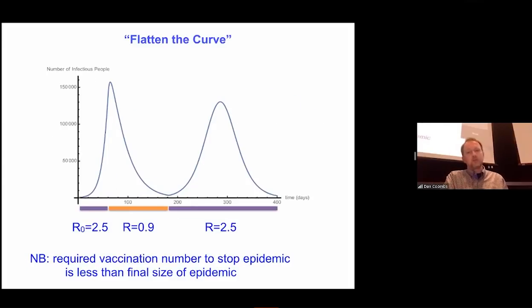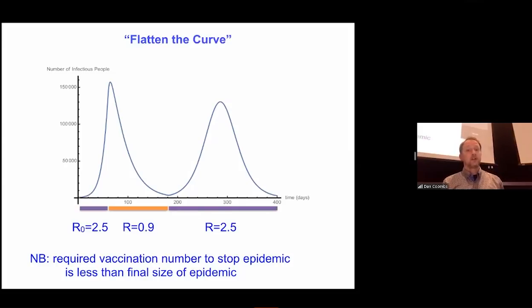Okay. There's another problem with flattening the curve, and I've tried to illustrate it here. Here, I modify the transmissibility of the disease as a function of time. So starting off, at the beginning, we have 60 days of R0 equals 2.5. Then we have, I think it's 120 days of R equals 0.9. So remember, if R is less than 1, the disease can't even spread at all. So the epidemic shrinks.